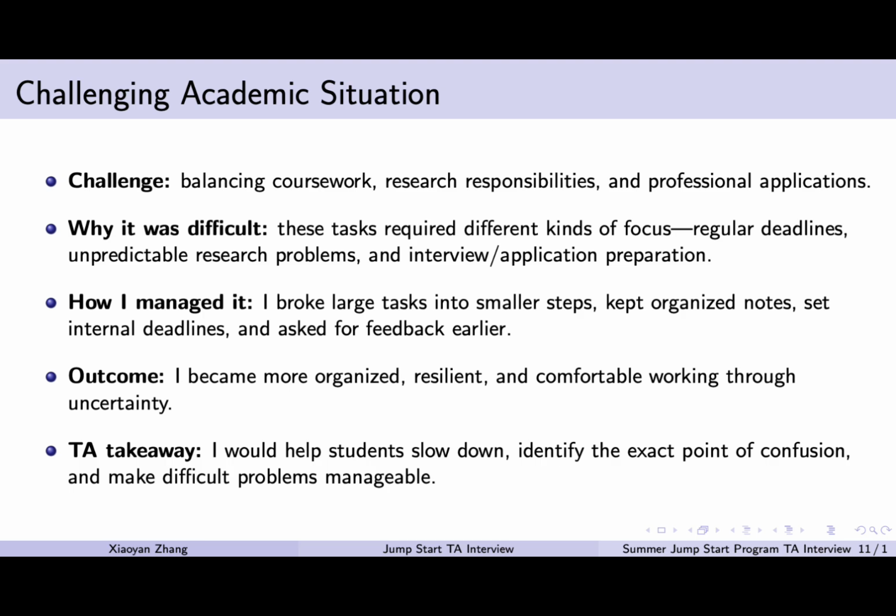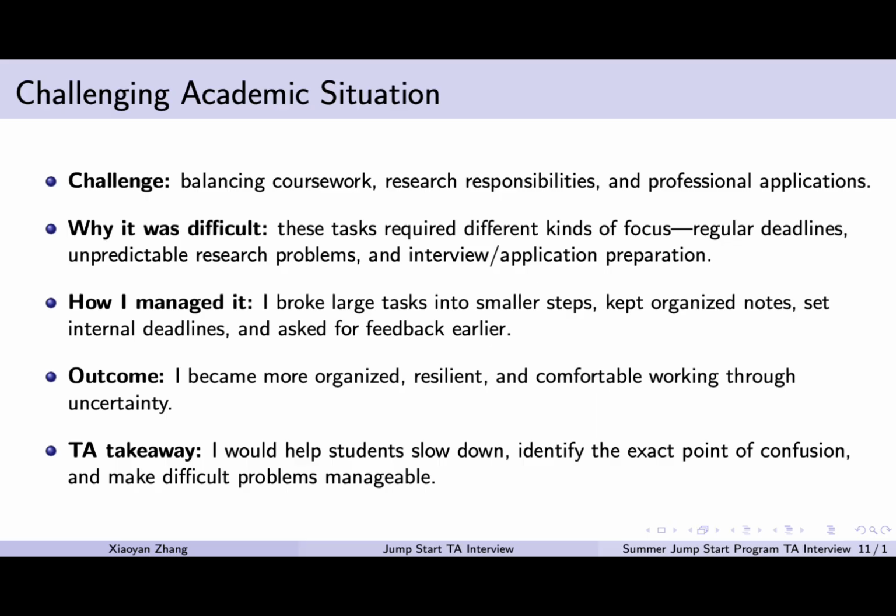I was able to keep up with my coursework, continue making progress on my research project, and improve how I present myself in professional settings. And more importantly, I learned how to work through uncertainty without becoming overwhelmed by it.